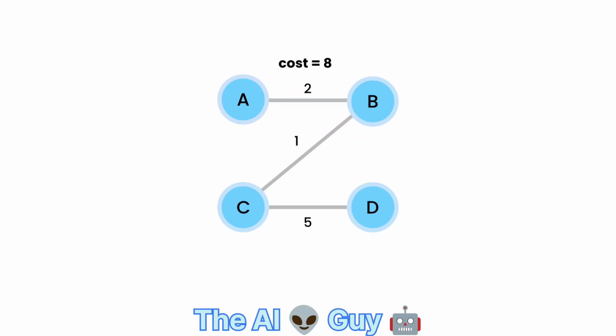Now, there are algorithms for finding the minimum spanning tree of a graph. This is the tree with the minimum cost. In the next video, we're going to look at one of those popular algorithms called Prim's algorithm.